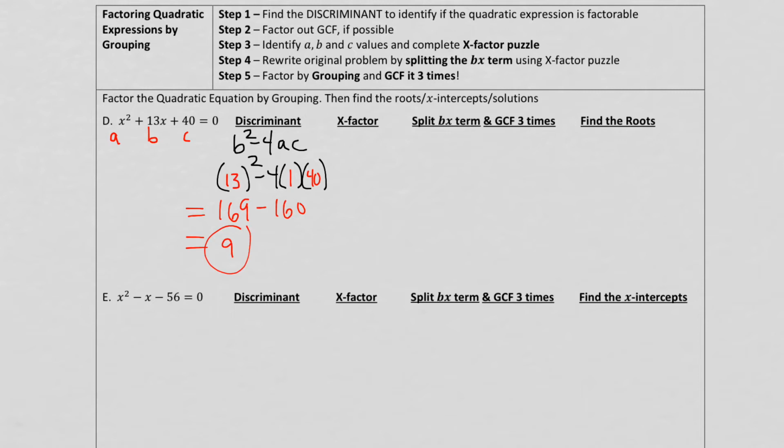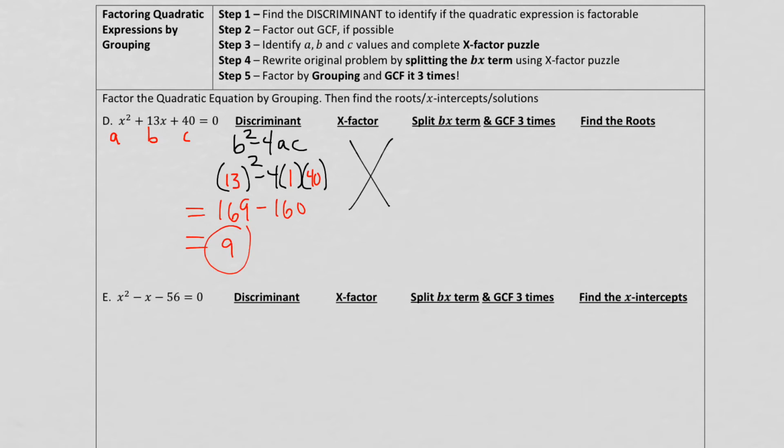So when the discriminant is a positive number, I know I'm going to have two solutions. And in this case, 9 is a perfect square, so I now know that I can move forward with factoring. It's going to work because I found my discriminant first. Good, so with that, let's go ahead and factor.